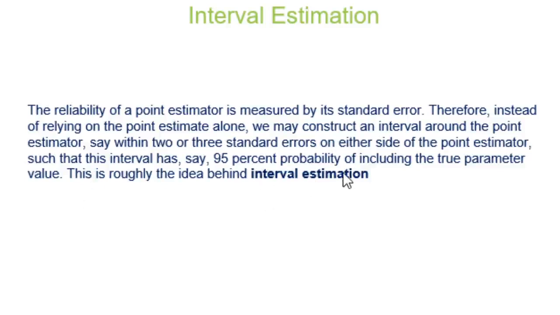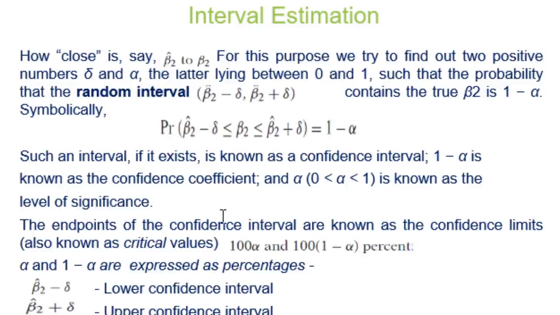That is, we construct an interval around the point estimator. Then we are making sure that it lies closer to the true value. This is roughly the idea behind interval estimation. That is, how close is beta 2 cap to the true beta 2?